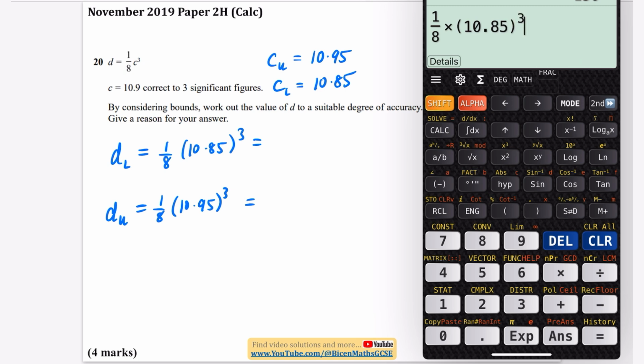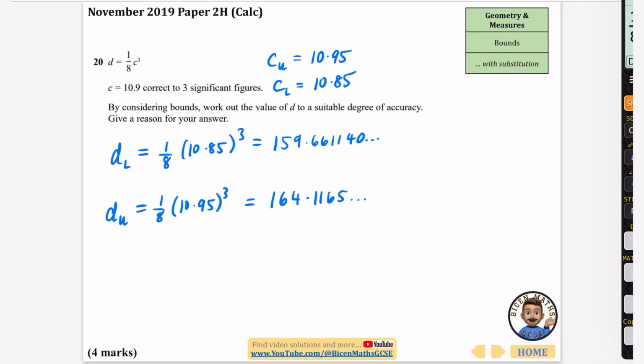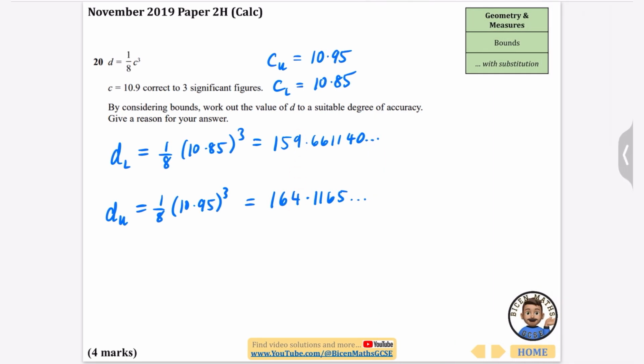And so that, when I press the SD button, we have 159.661140. Just in case I need those numbers, I've got them. I'm going to then jump back through my calculator. I'll change that to a 9, and I get 164.1165... Now, looking at both of these numbers, I need to think, what would they both round to?